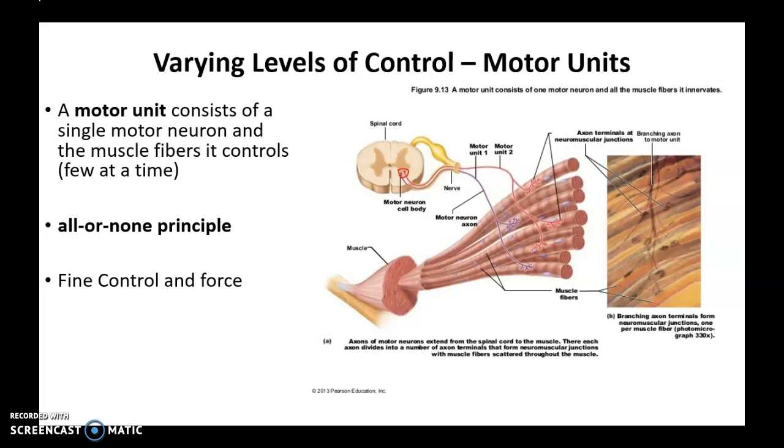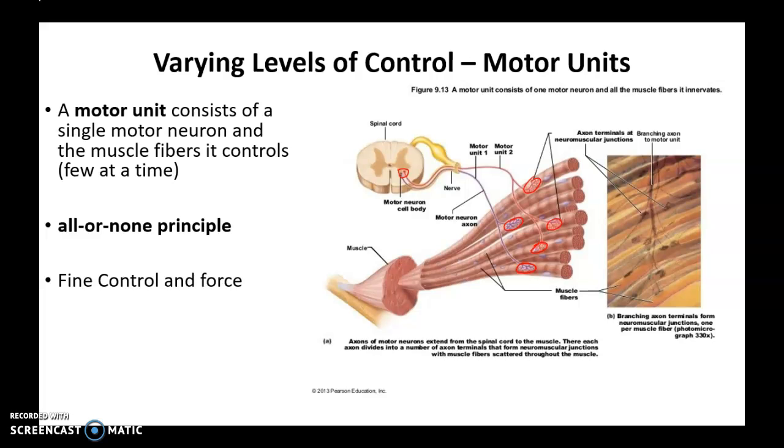Now I want you to focus on the purple motor neuron. Look at the purple motor neuron that originates from the spinal cord. If you look at it, you see it has a long axon that terminates in specific muscle fibers. It terminates on this muscle fiber and this muscle fiber. Now look at the pink motor neuron, which also originates in the spinal cord, has a long axon, and terminates in this muscle fiber and this muscle fiber.